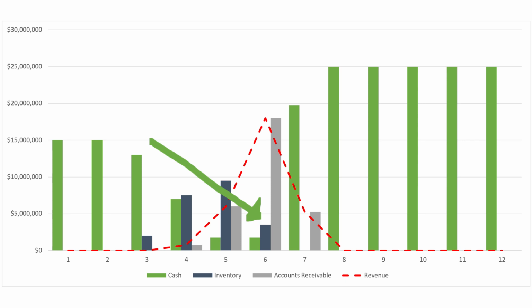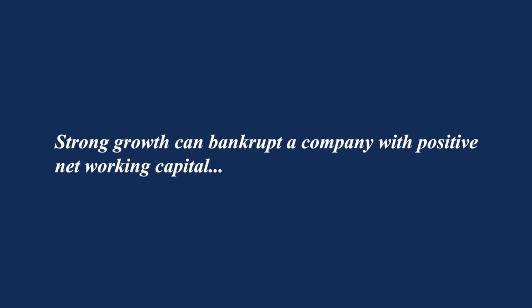Had sales spiked more abruptly, the $15 million cash balance that the company started the season with would have been insufficient. It's a little counterintuitive, but strong growth can bankrupt a company with positive net working capital, which is a very important lesson to keep in mind. Next, let's move on to the low seasonality example.